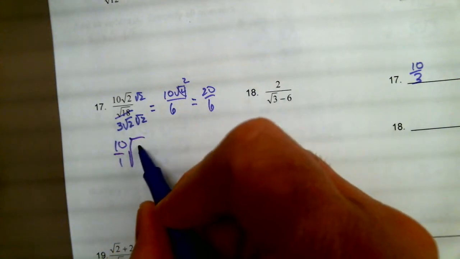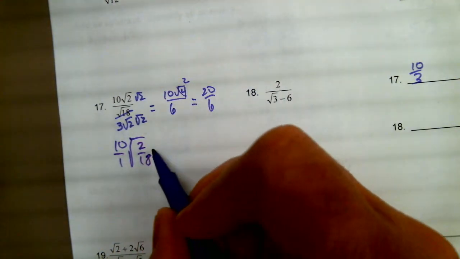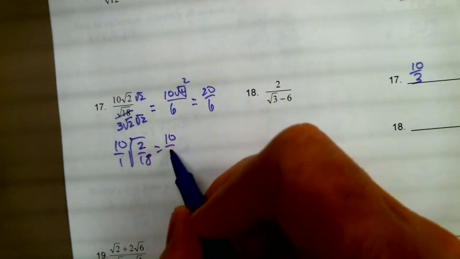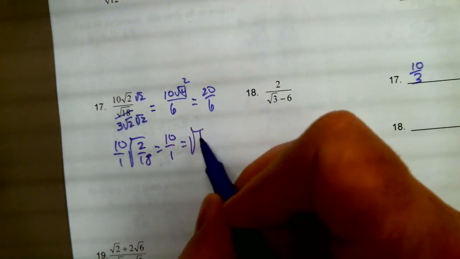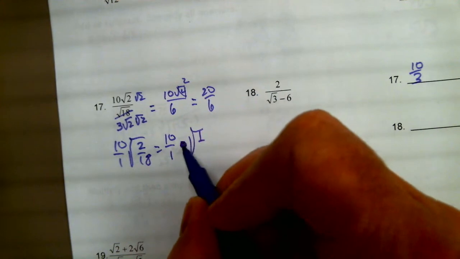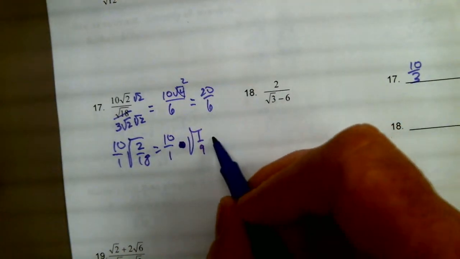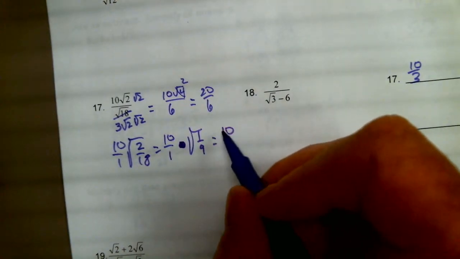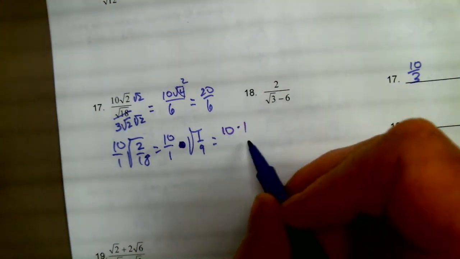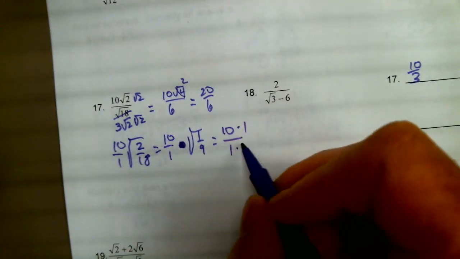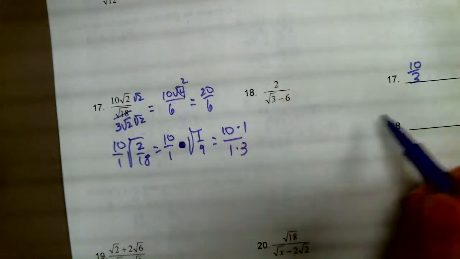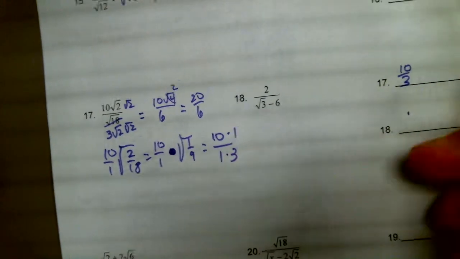10 on top. 2 over 18, I can simplify that as 10 over 1 times the square root of 1/9, which gives me 10 times the square root of 1, which is 1, over 1 times the square root of 9, which is 3, and that gave me 10/3 also.